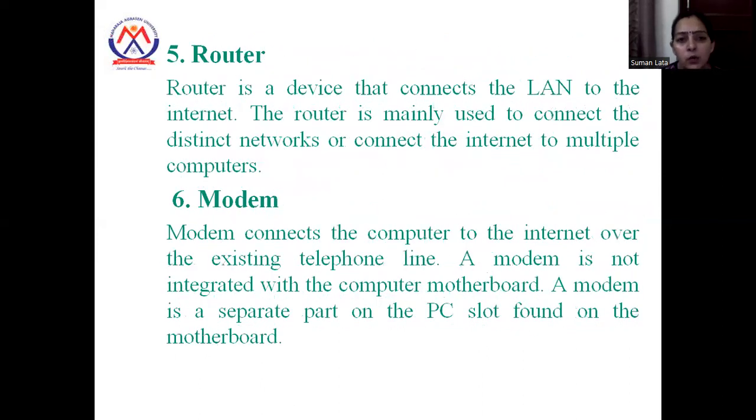Next component is router. Router is a device that connects the LAN to the internet. The router is mainly used to connect the distinct network or connect the internet to multiple computers. Next device is modem. Modem connects the computer to the internet over the existing telephone line. A modem is not integrated with the computer motherboard. A modem is a separate part on the PC slot found on the motherboard.